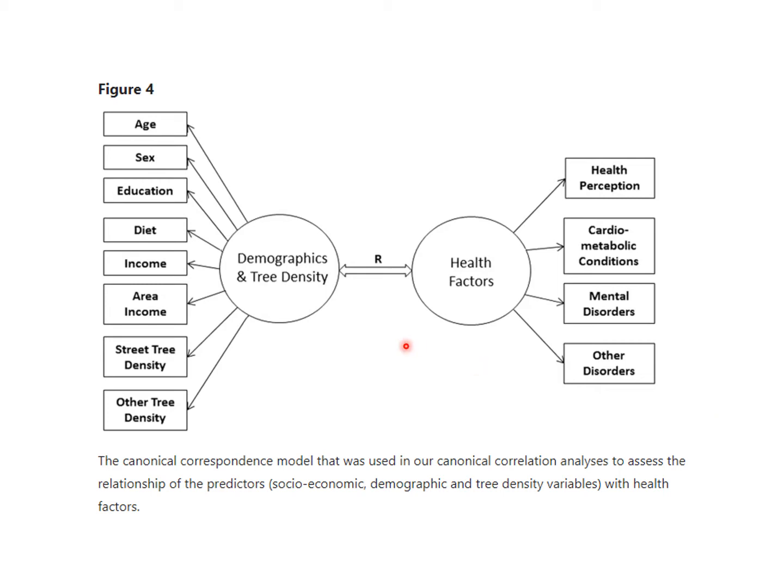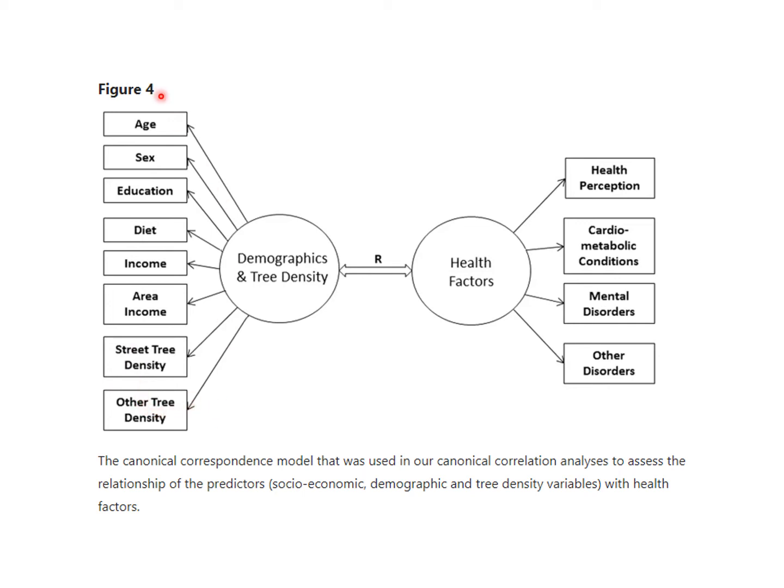So what they wanted to do was figure out the relationship between health factors, like how healthy do you perceive yourself as being, and then how healthy are you actually? Like, what are your cardiometabolic conditions? Do you have any of those mental disorders, or other disorders that people might report? What's the association with demographics and tree density? And really, this study wanted to know what's the relationship between health factors and tree density, street tree density, and other types of tree density.